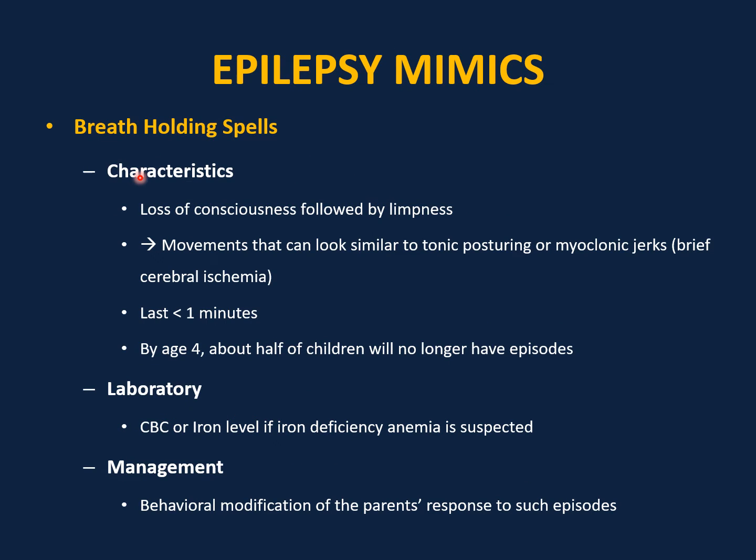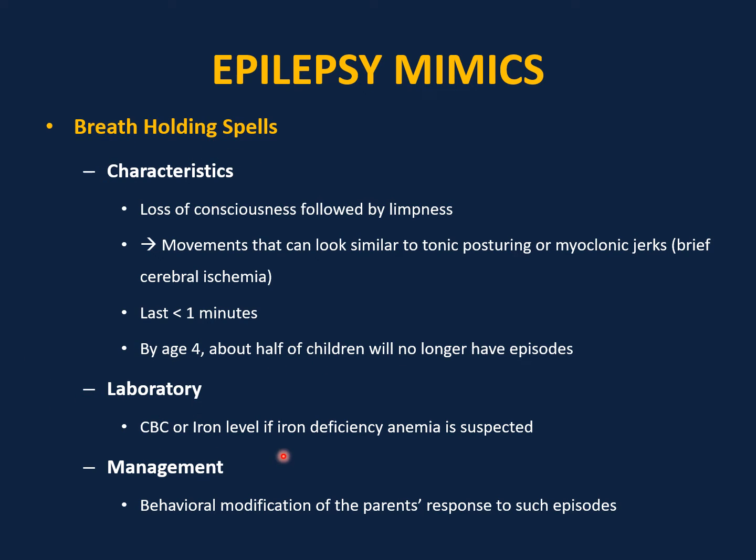Characteristics of breath holding spells: loss of consciousness followed by limpness, which can be associated with movements like jerk movements or tonic posturing, because of brief cerebral ischemia. Usually they last less than a minute. By age 4, most children will grow out of breath holding spells.